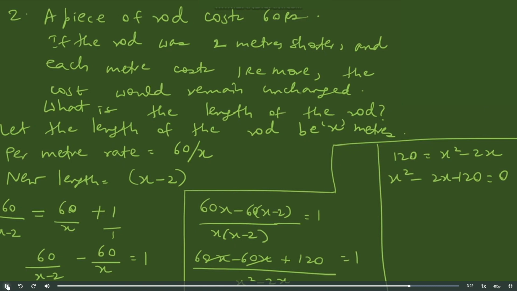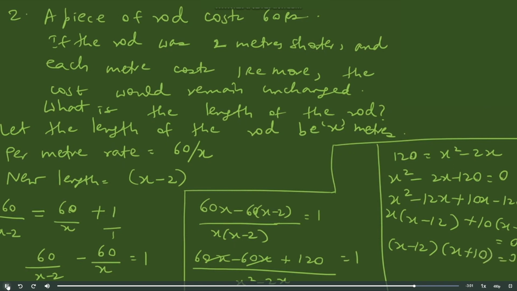So here we can take 10 and 12. X square minus 12x plus 10x minus 120 is 0. X into x minus 12 plus 10 into x minus 12 is equal to 0. X minus 12 into x plus 10 equals 0. X is equal to 12 and minus 10. So we cannot have a negative number here. So negative is not possible. So the length of the rod is 12 meters.